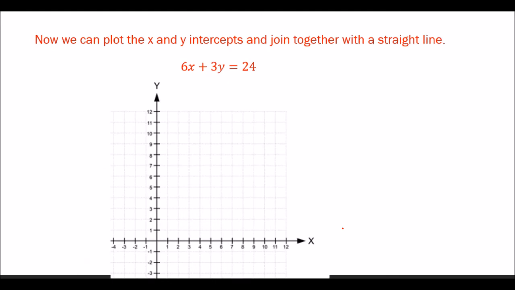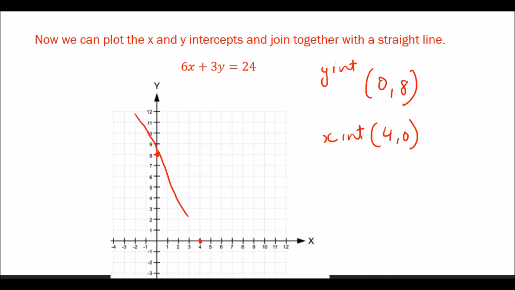Graphing that, 0, 8, and then 4, 0. Remember, this is my y-intercept and this is my x-intercept. So the y-intercept 0, 8 is right there. My x-intercept 4, 0 is right here. And then we put our line through the two dots.